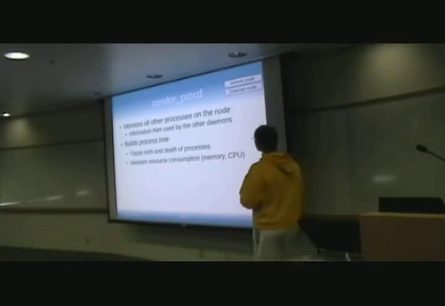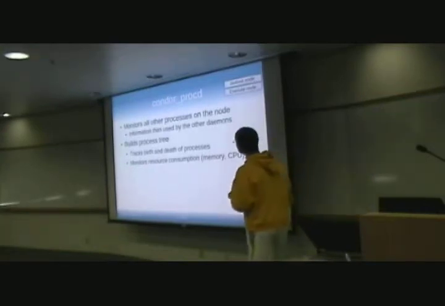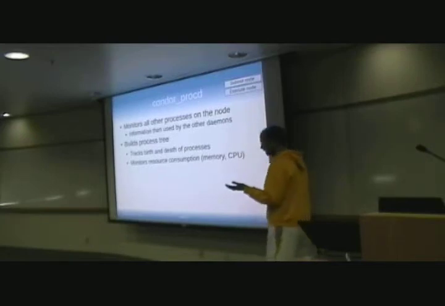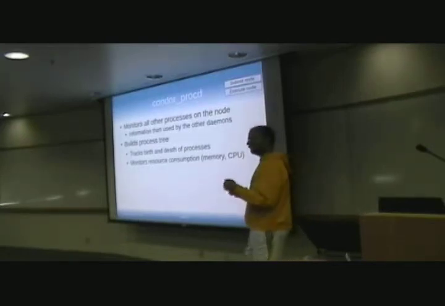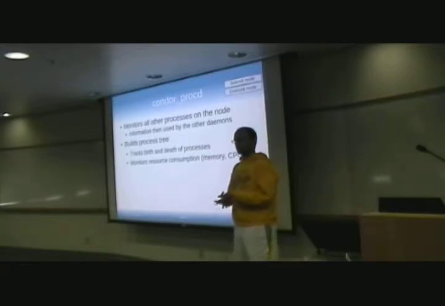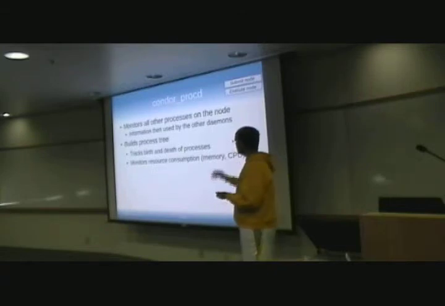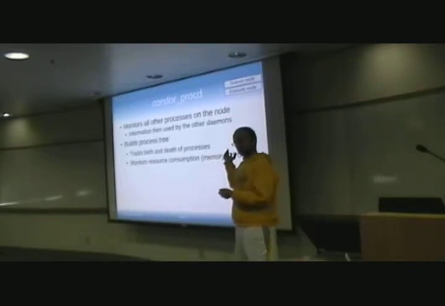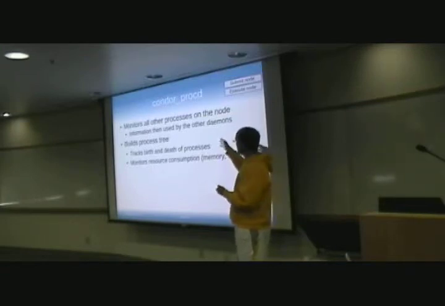Now the Condor procd, you have it on the submit and execute nodes, and essentially what it does, it monitors the process tree of the other daemons and sees which processes start, which end, how much memory they use, how much CPU they use. It's very useful for the execute node because this is how the startd, which we'll talk about in a second, gets the information about how much memory is used and how much disk is used and stuff like that.